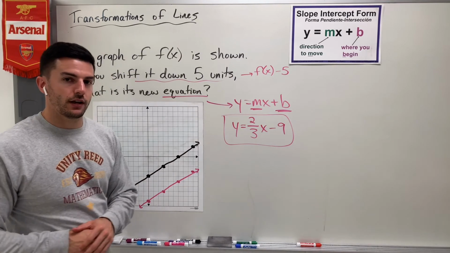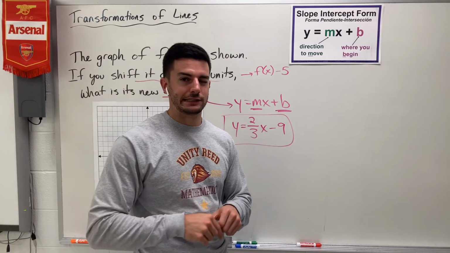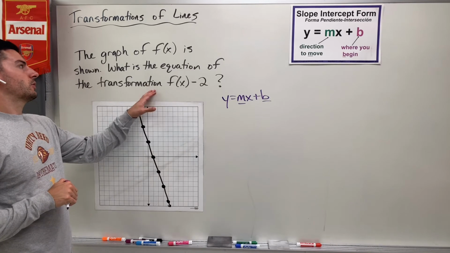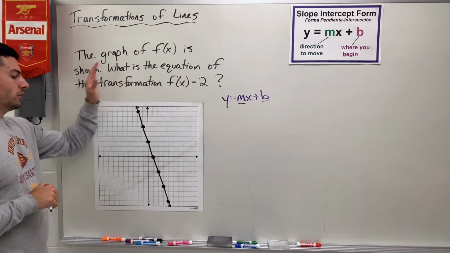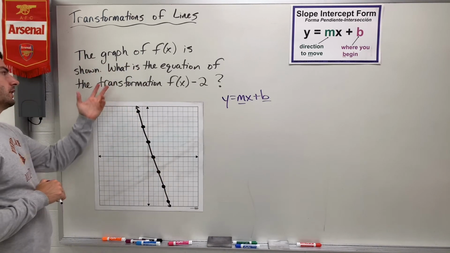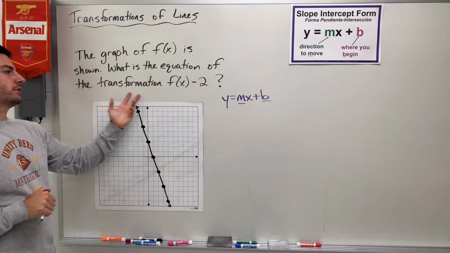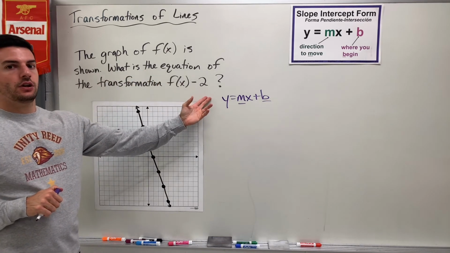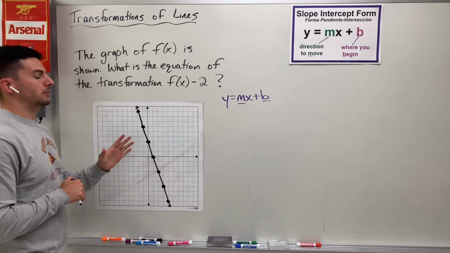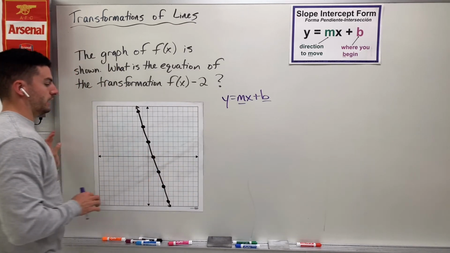Let's do one more question like that and then move on to something else. Okay, so similar question. It says the graph of f of x is shown. Again, that's the name of this line. It says, what is the equation of the transformation f of x minus 2? So similar question, with a similar line drawn.